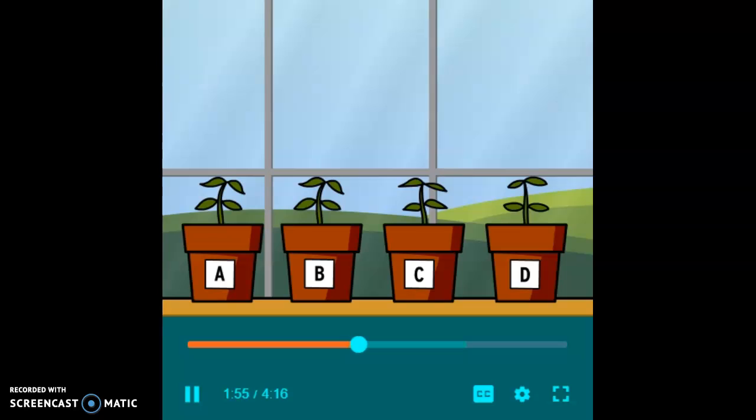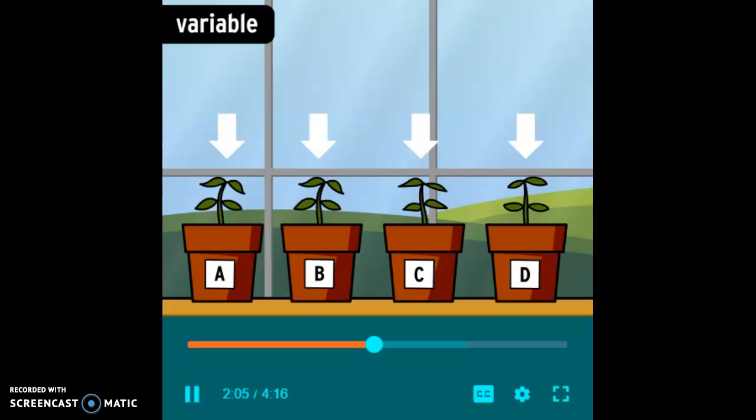Here's the plan. We've got 4 healthy fig plants marked A, B, C, and D. They have the same type of pot, the same soil, and they're getting the same amount of sunlight. The only variable, or thing that changes, will be the amount of water they receive.